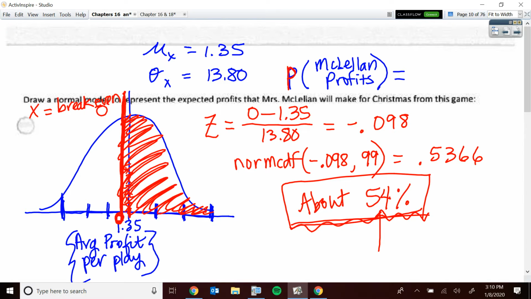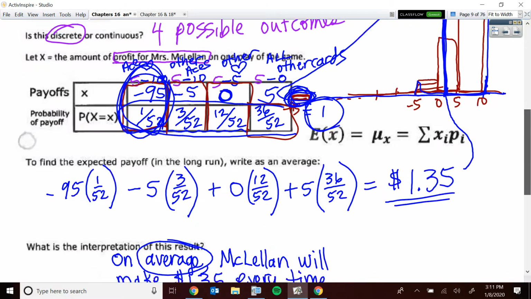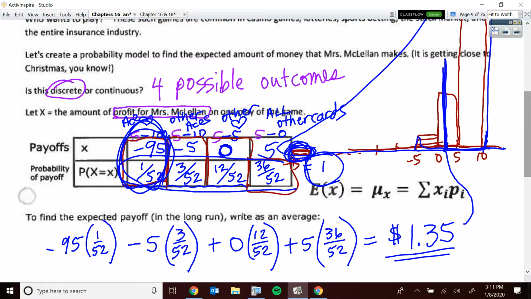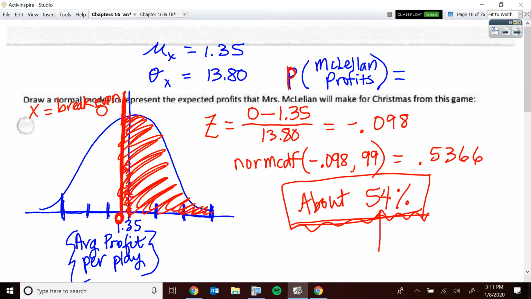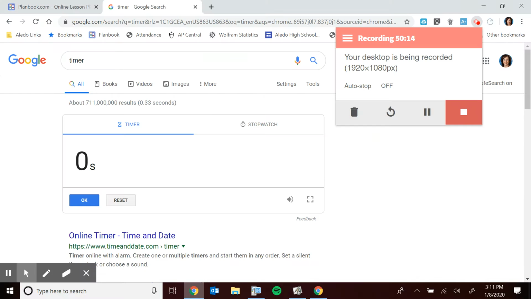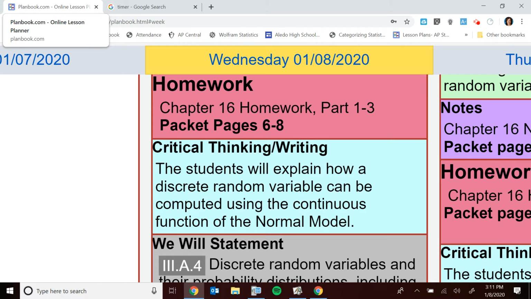This is going to lead us into our next topic in chapter 18 on sampling distributions. Anyway, so I want you to remember this situation so that in the future we can talk about it. Taking our discrete situation, making it continuous so we know its shape, and then we can compute with normal model probabilities. All right, so pages 6 through 8 today are what you are going to work on, your lesson in your packet.